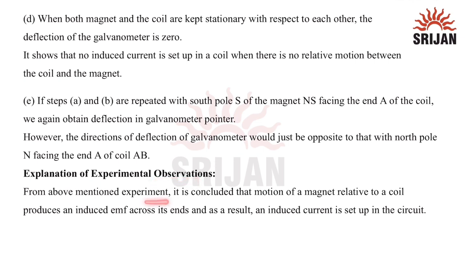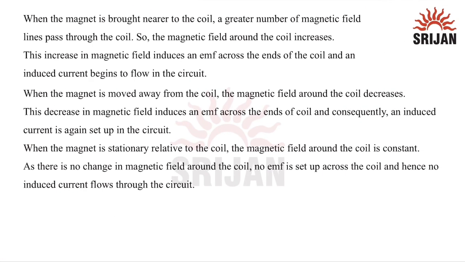From the above mentioned experiment, it can be concluded that the motion of the magnet relative to the coil produces an induced EMF across its ends, and as a result, an induced current is set up in the circuit. Now, when the magnet is brought nearer to the coil, a great number of magnetic field lines pass through the coil. So the magnetic field around the coil increases. This increase in magnetic field induces an EMF across the ends of the coil and an induced current begins to flow in the circuit. Now when the magnet is moved away from the coil, the magnetic field around the coil decreases. And this decrease in the magnetic field induces an EMF across the ends of the coil, and consequently an induced current is again set up in the circuit.